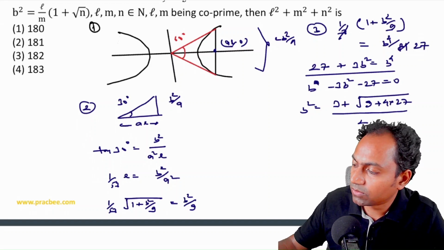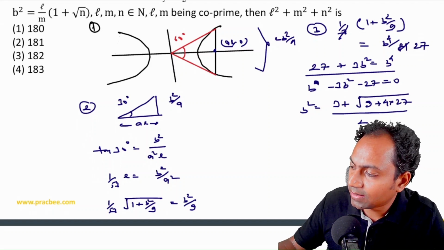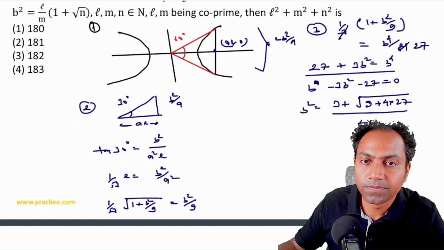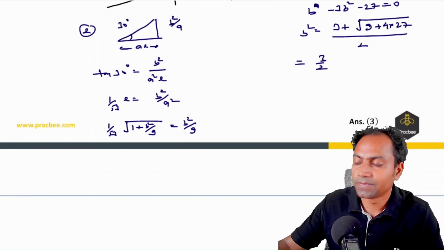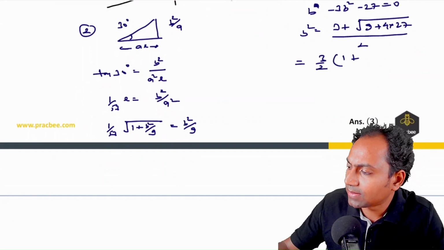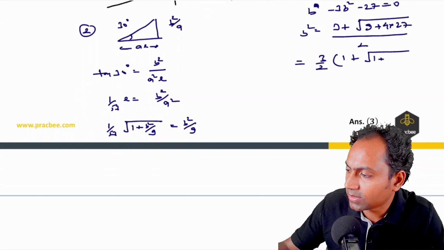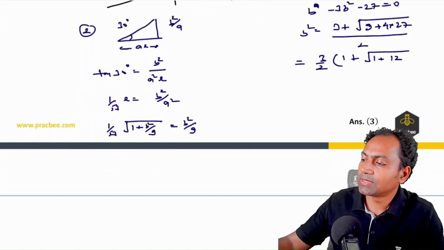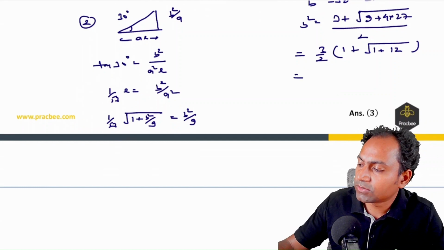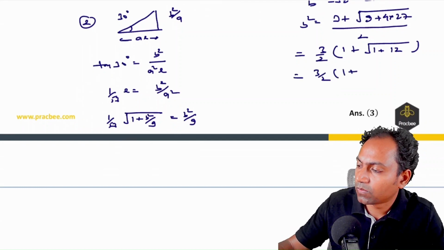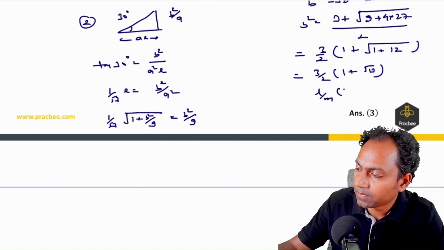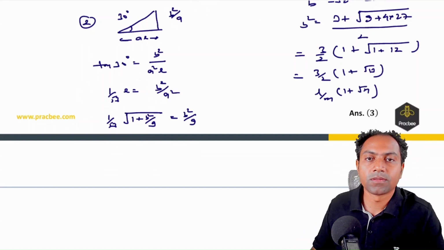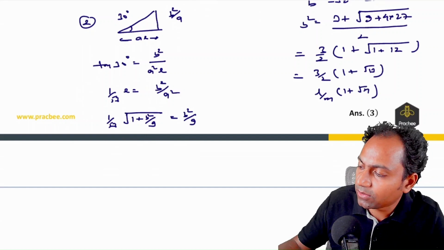So from here, if you observe, the value of L by M, we can take 3 common. If I take that 3 common, what is going to happen? This 3 by 2 will come. It is very simple. And this part here can be written as 1 plus 12. So you can see that this comes out to be 3 by 2, 1 plus root 13. And they are saying that this is equal to L by M, 1 plus root N.